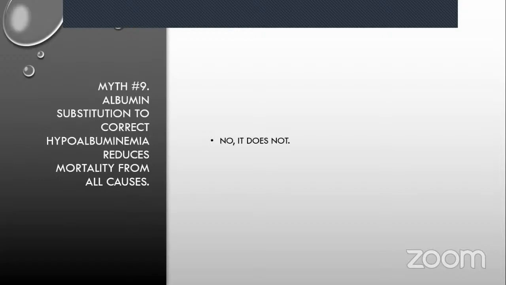Nine, albumin substitution to correct hypoalbuminemia reduces mortality from all causes. Now, the catch here is all causes. This is not true, okay? We've seen that in SAFE, in ALBIOS and all, even after targeting 30 grams for all patients, there was no improvement in mortality, 28-day and 90-day. The benefit comes in subgroup analysis.